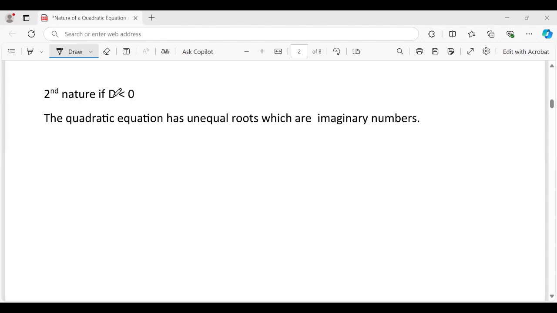Second nature, if discriminant less than 0, it means b squared minus 4ac less than 0. If we calculate b squared minus 4ac, and the result is less than 0, we can state that the quadratic equation has unequal roots, which are imaginary numbers.